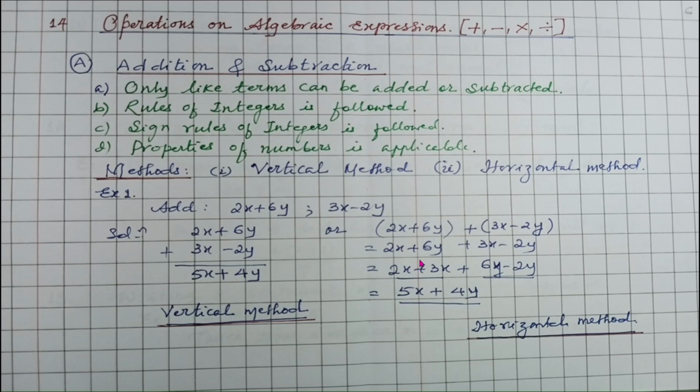Now 2x plus 3x, bring the like terms together. 2x plus 3x are like terms, therefore they are brought together, and 6y minus 2y are together because they are like terms. Then 2x plus 3x means 2 plus 3, that is 5x. 6 minus 2 is 4y, and that is again 5x plus 4y. So we can go for a vertical method or horizontal method for addition and subtraction of algebraic expressions.